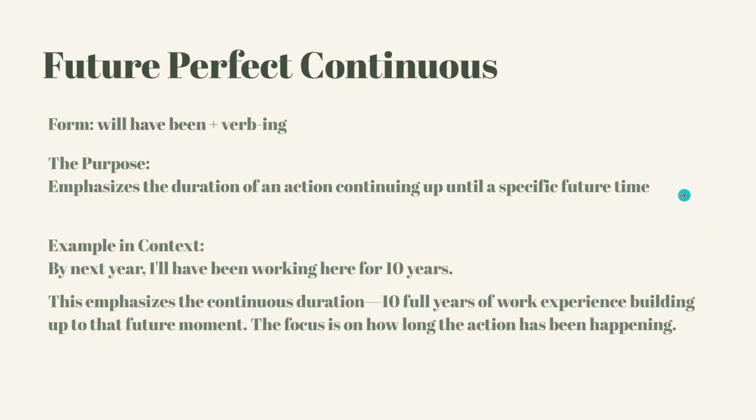And future perfect continuous: will have been plus verb in the ing form. That's how we form the future perfect continuous. We use it for duration before future time, and if we were to give an example, I'll have been working. Those are all of our future tenses.